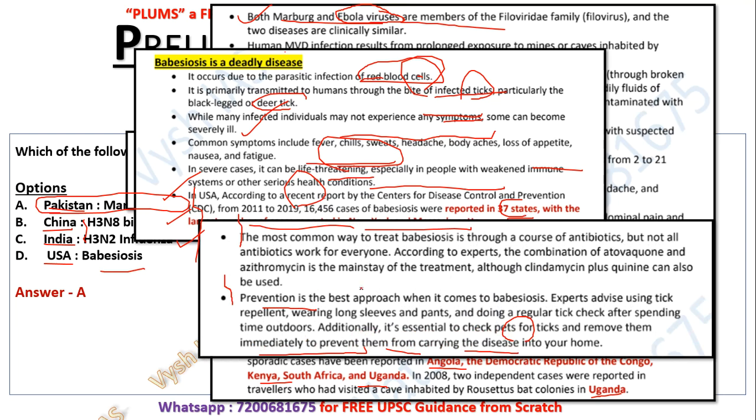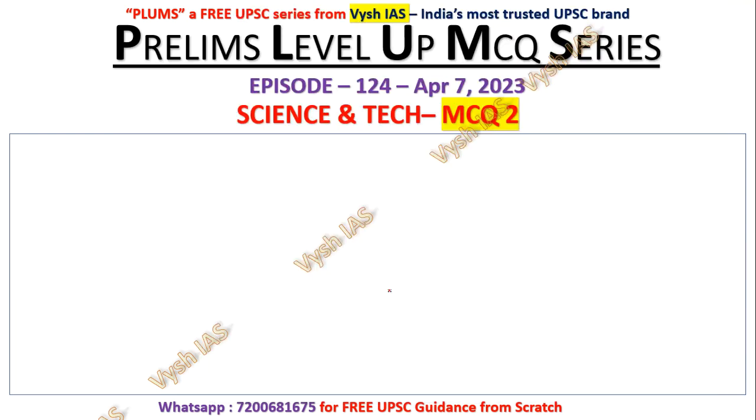So it is very, very important and deadly, and it is spreading very fast. So prevention is the best approach, like for any other disease. That is the minimum details you need.